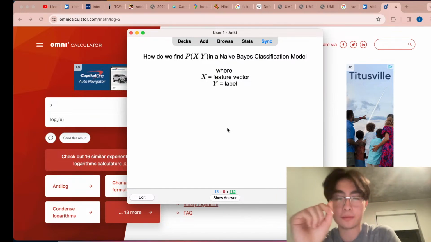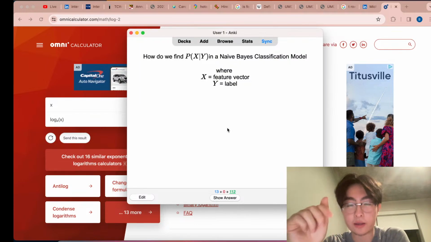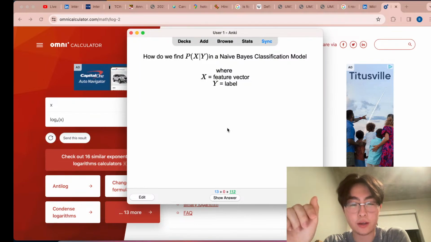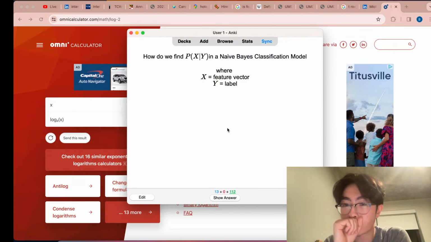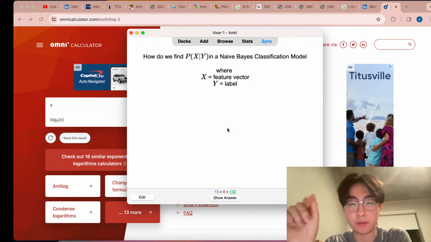But from here, how we actually calculate it: the probability of A given B is equal to the probability of A times the probability of B given A over the probability of B. And so in this case, when we find the probability of y given x, it's the probability of y times the probability of x given y over the probability of x.